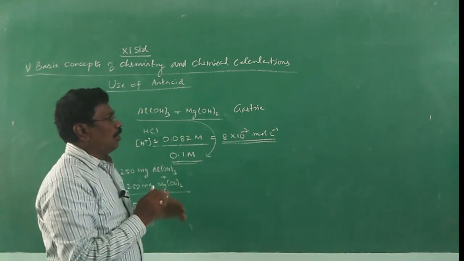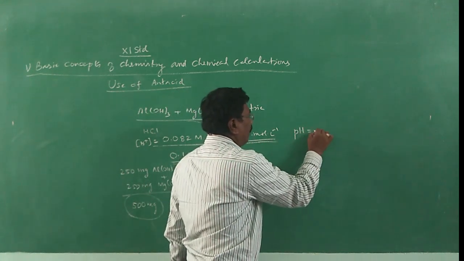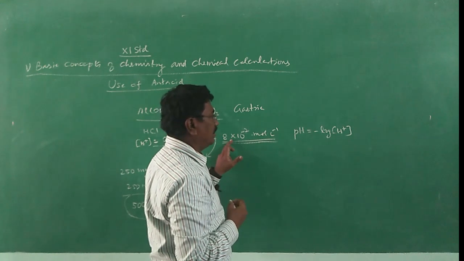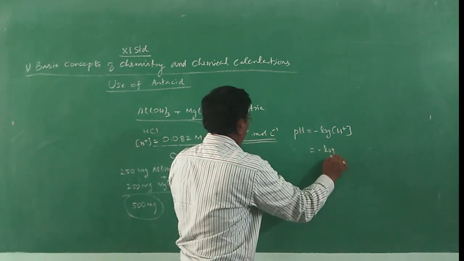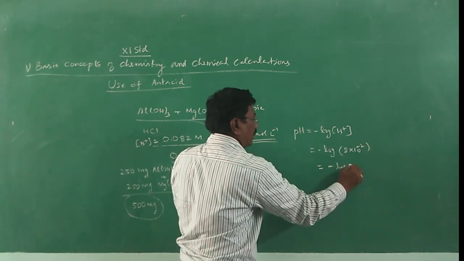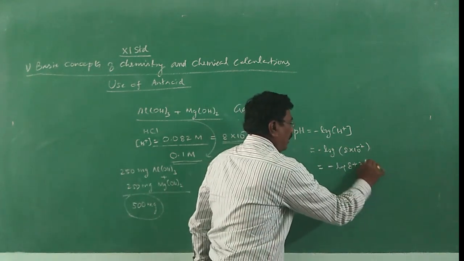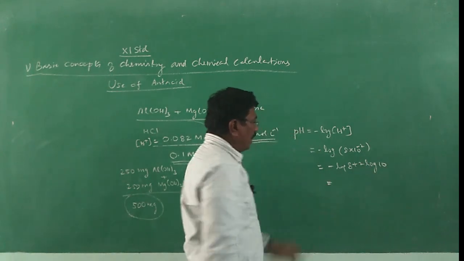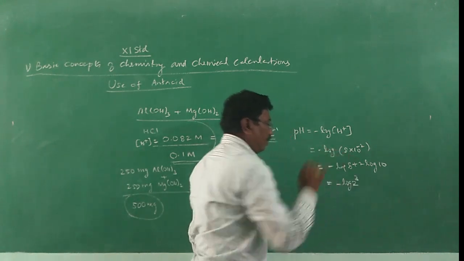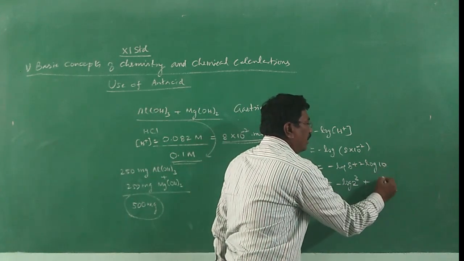What will be the pH? How to calculate pH? pH of the solution may be considered as pH is equal to negative log to the base 10 of hydrogen ion concentration or hydronium ion concentration. Here hydrogen ion concentration is this much. Let me substitute: minus log 8 into 10 power minus 2, which is equal to minus log 8, and when minus 2 comes over to the front, it will become plus 2 log 10. I can write minus log 2 power 3, because 8 is nothing but 2 power 3, plus 2 log 10. The value of log 10 is 1, therefore 2.